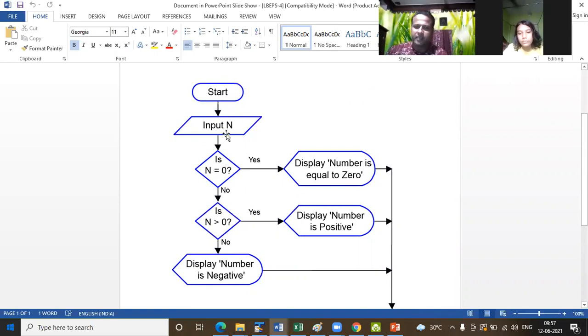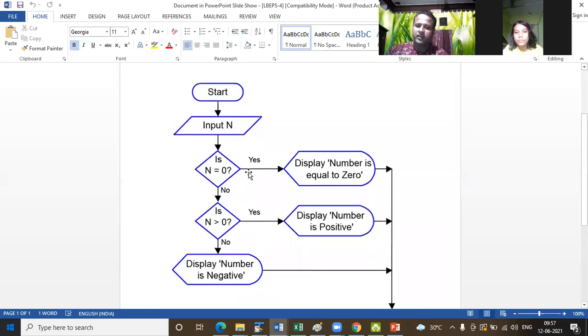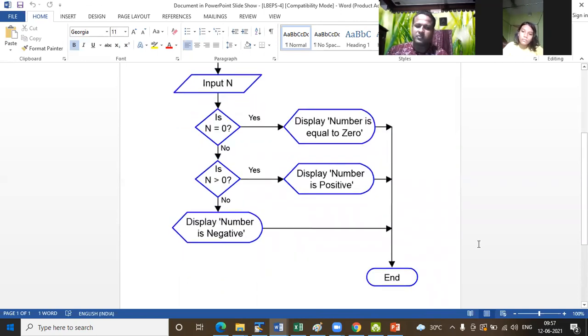Suppose you have taken 5. Is 5 equal to 0? No. Now, is 5 greater than 0? Yes, then display it is a positive number. Suppose you take -1. Is -1 equal to 0? No. Is -1 greater than 0? No. So display it is negative. Okay, so it is a flow chart to display whether the number is positive, negative, or zero.